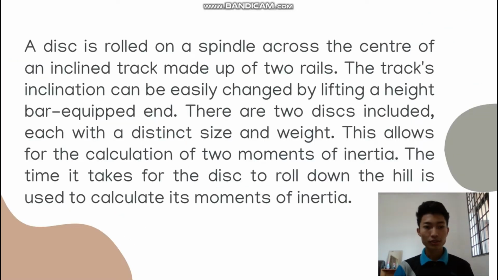A disc is rolled on a spindle across the center of an inclined track made up of two rails. The track's inclination can be easily changed by lifting a height bar equipped end. There are two discs included, each with a distinct size and weight. This allows for the calculation of two moments of inertia. The time it takes for the disc to roll down the hill is used to calculate its moment of inertia.